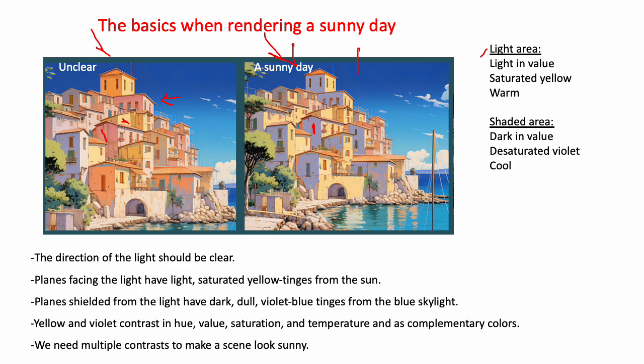So we now have a light area that's light in value with saturated yellow and warm in temperature, whereas the shaded side is darker, a desaturated violet, and it's cool. So we have multiple contrasts of hue, value, saturation, temperature, and complements. And you need all these contrasts to make a scene look like a sunny day.